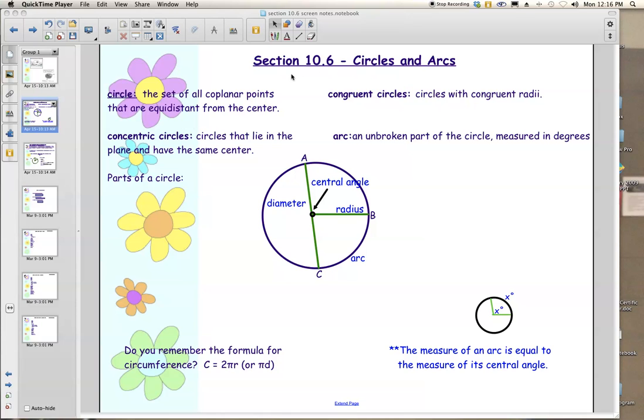This lesson is on section 10.6, which is entitled Circles and Arcs. It truly begins our circle unit, which goes from here through chapter 12.